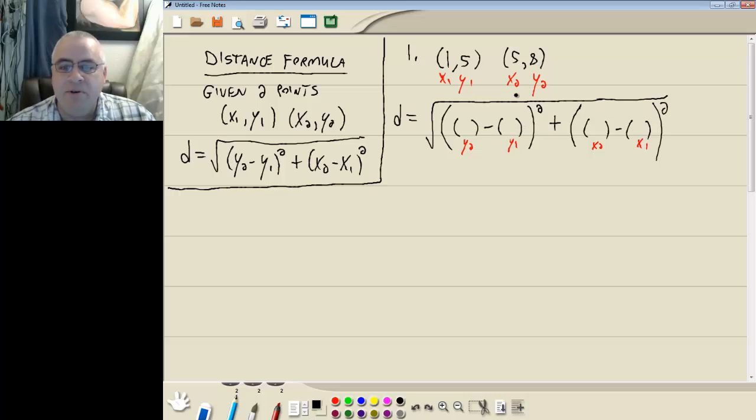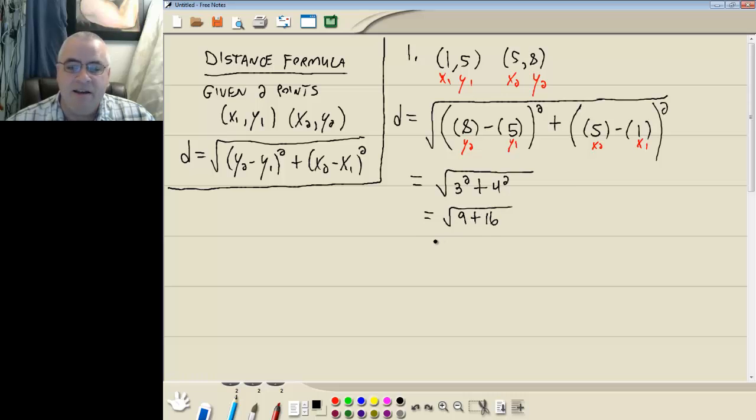Well, y2 we said was 8, y1 is 5, x2 we said was 5, and x1 is 1. Well, 8 minus 5 is 3, so we got 3 squared plus 5 minus 1 is 4, so we got 4 squared. Well, 3 squared is 9 plus 4 squared is 16, which gives us the square root of 25.